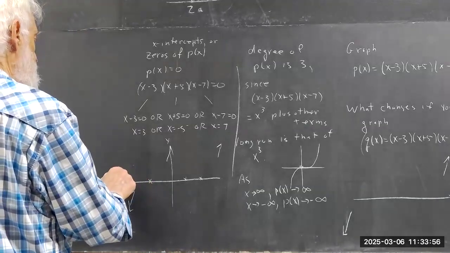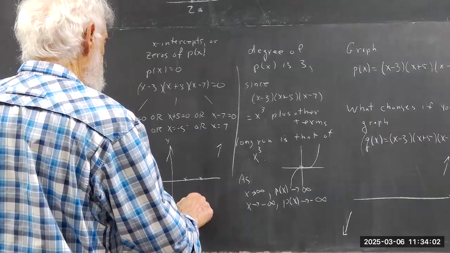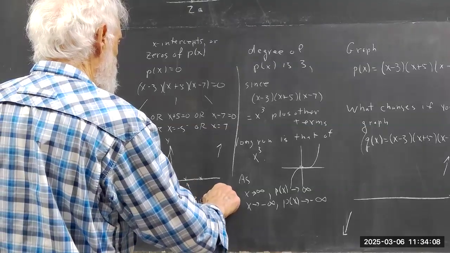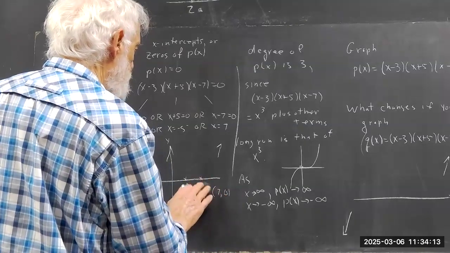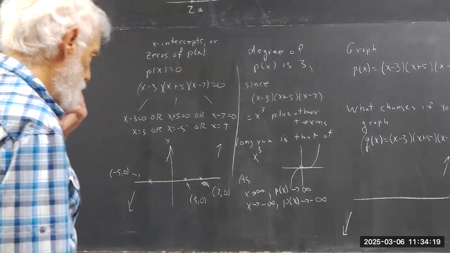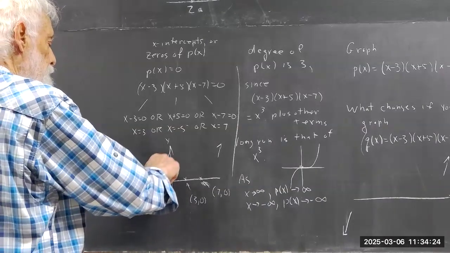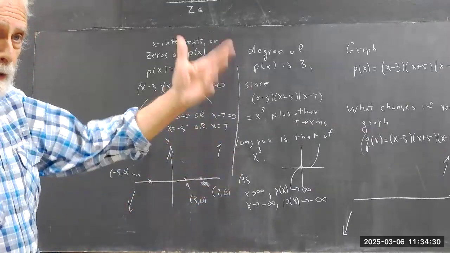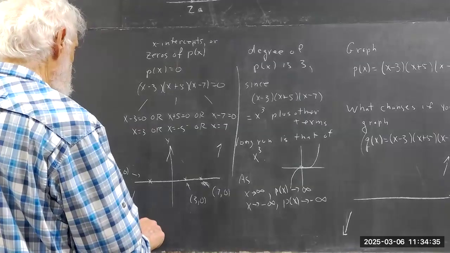So this point would be negative 5, 0. This point would be 3, 0. This point would be 7, 0. At this point, if you're going to draw the curve, it's going to come up from here, come down here, and go up here, and have that shape. That's a shape I saw on almost everybody's graph. But we want to get the y-intercept.